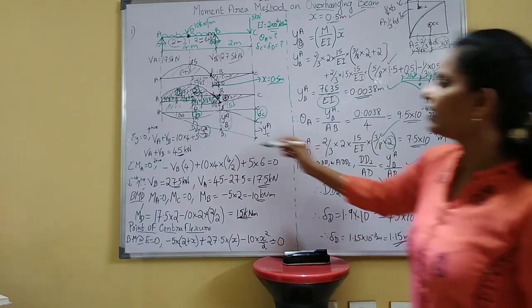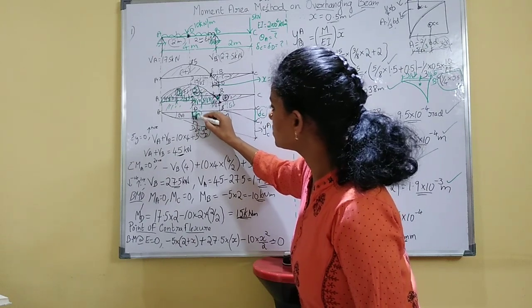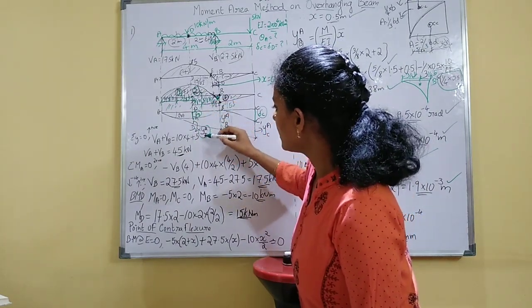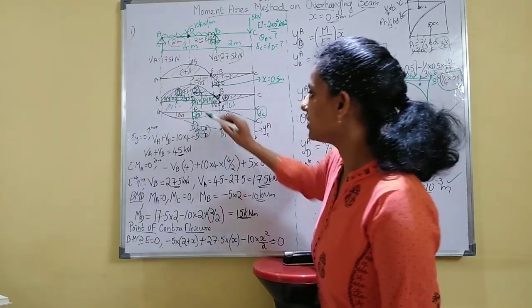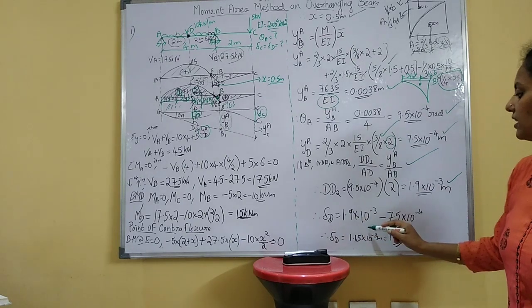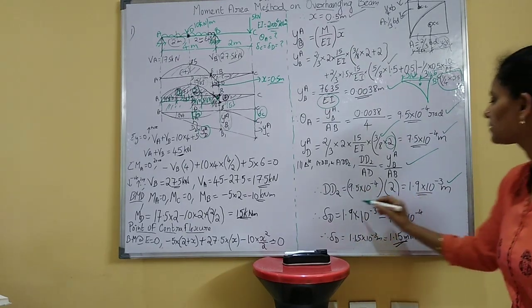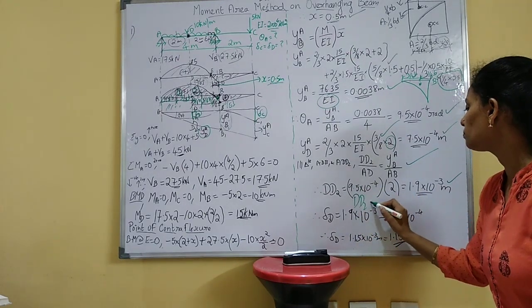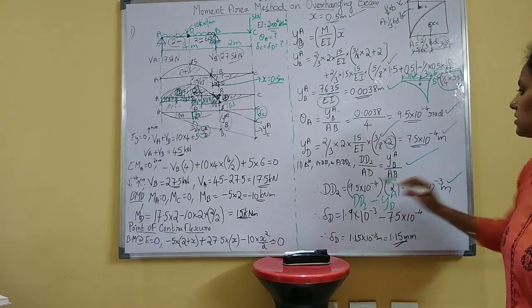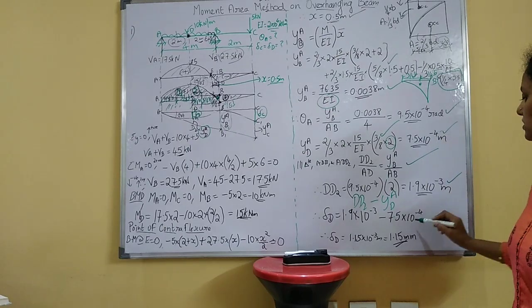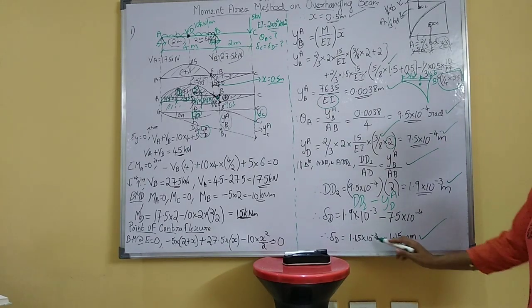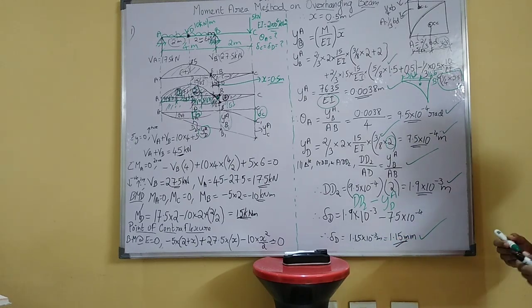Next, delta D. Delta D is only this region. So total you know now D2, then minus this D1. D1 you also know, that is nothing but YDA. So you have delta D is equal to DD2 minus YDA. Substitute it. DD2 is this and YDA is this. Just substitute and get the value of delta D. That is 1.15 into 10 power minus 3, so 1.15 millimeter.